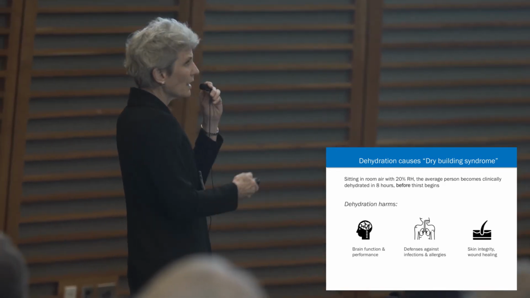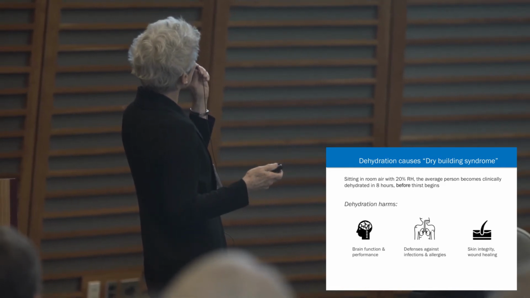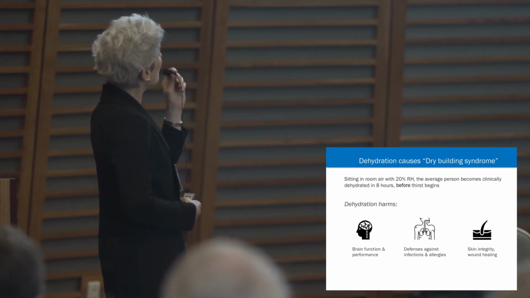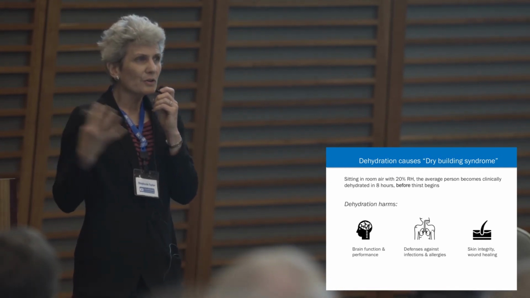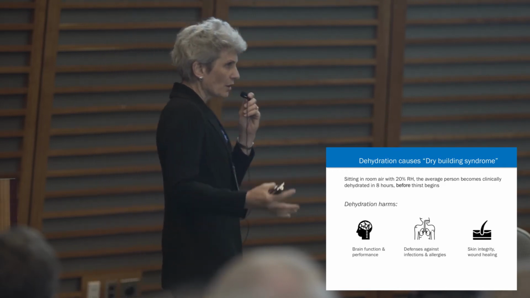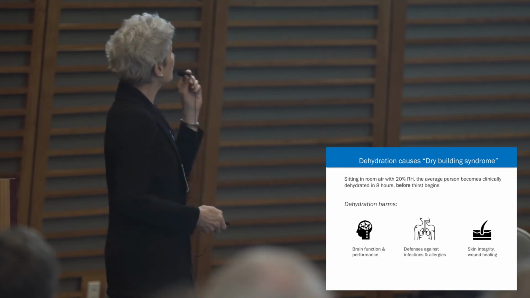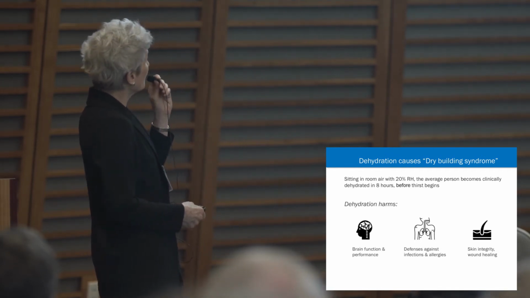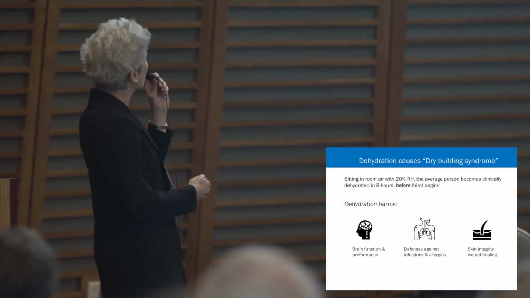Okay, so how does mild dehydration affect us? Sitting in a room with relative humidity 20%, we are 1% dehydrated in 8 hours. Our urine hasn't even begun to get darker. We don't even feel thirsty yet at this degree of dehydration. But it's already impacting us: our brain, our performance, our defense against infections and allergies, and our skin integrity.